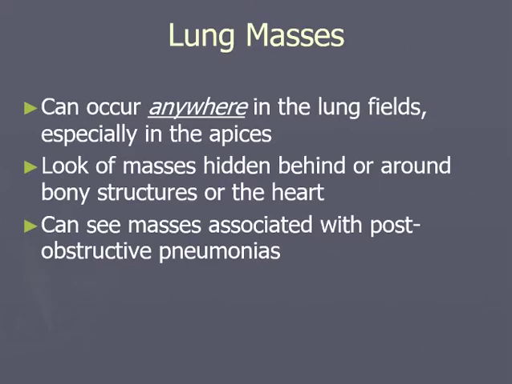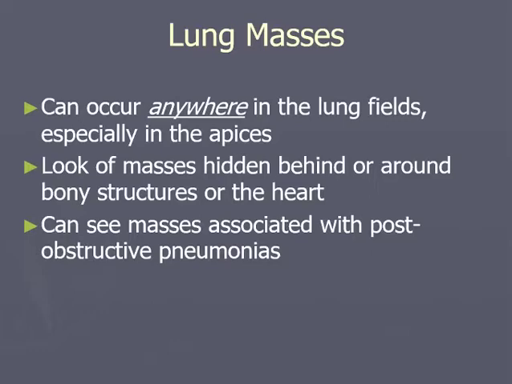And of course, the thing we worry most about with chest x-rays are lung masses. Lung masses can occur anywhere in the lung fields, but especially with smoking, especially in the apices. And we also need to look for masses that can be hidden in and around other structures, such as the heart, because the lungs extend behind the heart, and you can definitely get masses there. And then if you see a pneumonia, you also want to look to see if there's a mass associated with that pneumonia, because sometimes you can get a lung mass that can squeeze off a bronchiole.